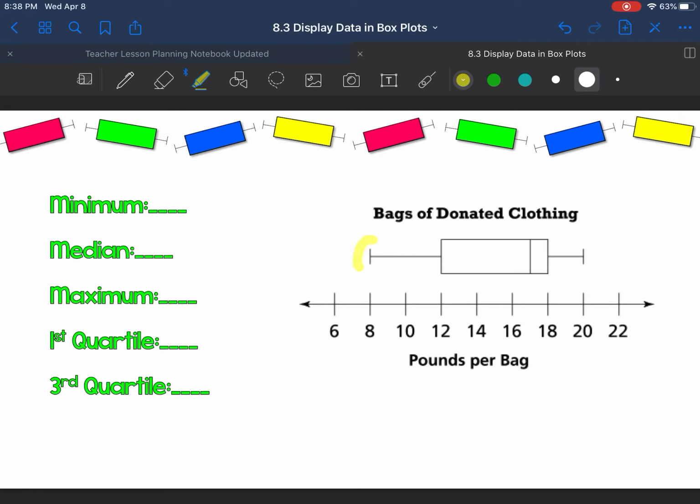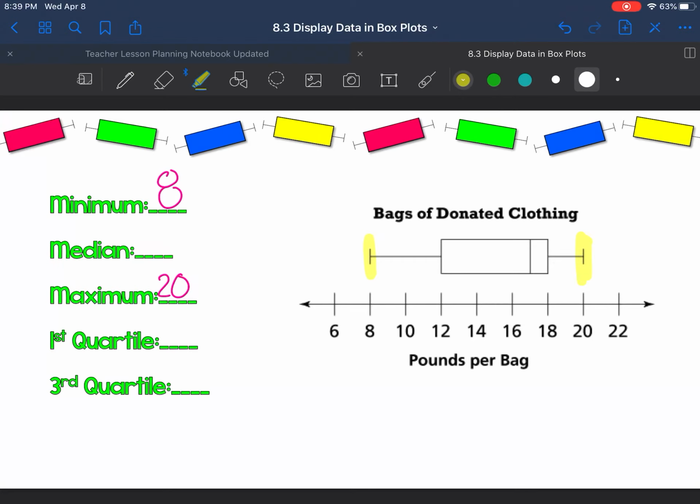So let's figure out first, well, what is my minimum? Remember, my minimum is my smallest number and is also this guy. So that means that my minimum is 8. Let's jump down and let's do my maximum. If my minimum is this side, then this is my maximum, the other side of my whisker. So that means that my maximum is at 20.